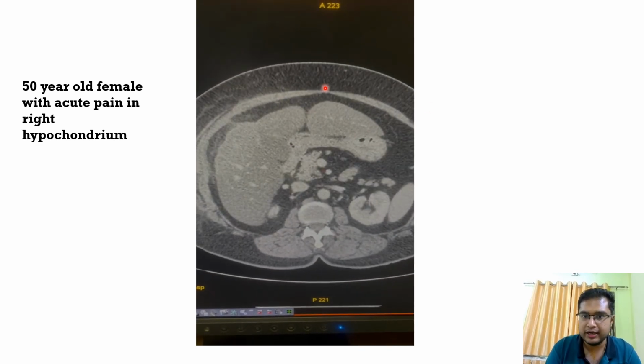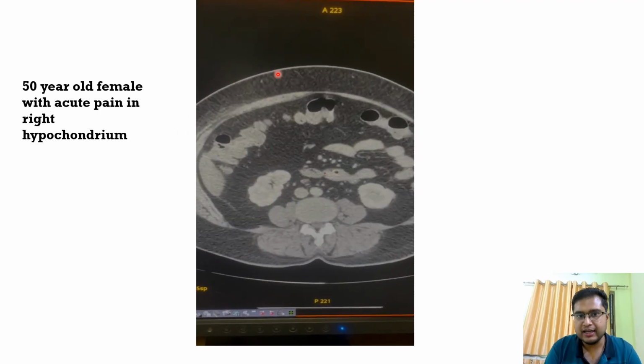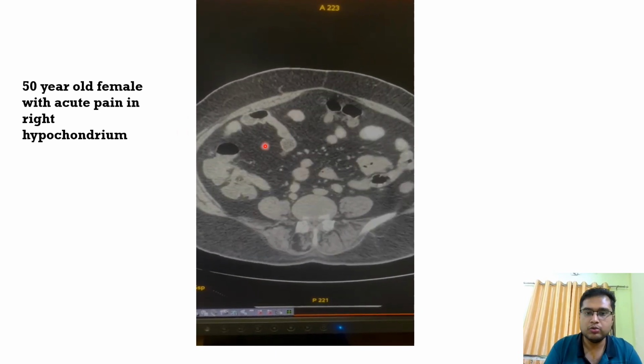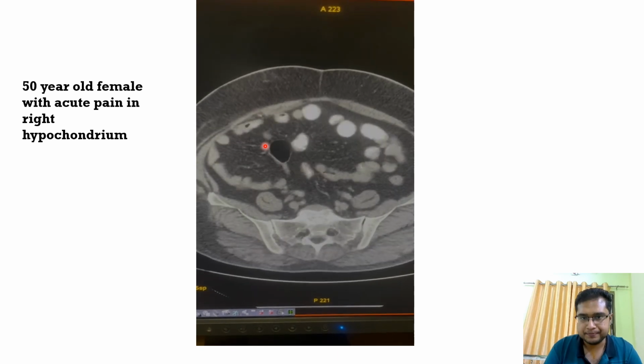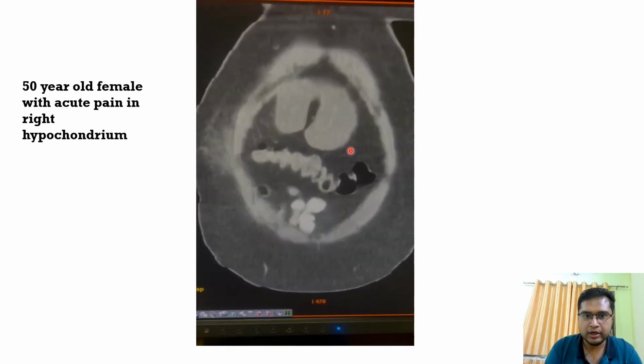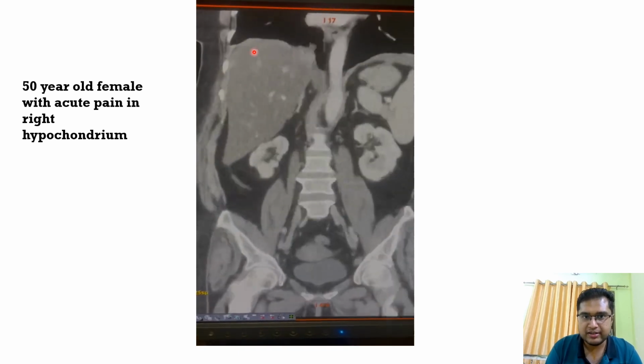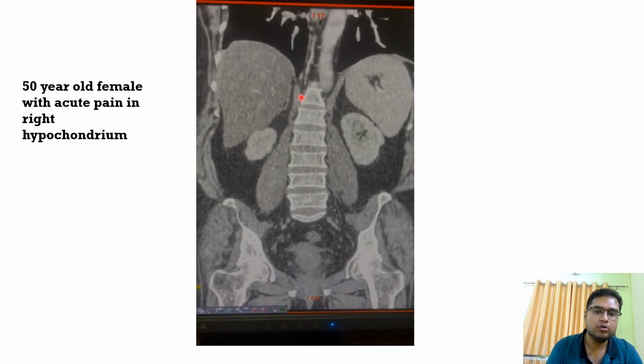You can compare it with the adjacent area, the left hypochondrium. There is fat stranding that is seen anterior to the liver parenchyma in the omentum. The mesentery is all clear here as I'm scrolling down, and you can see in these coronal sections as well this fat stranding that is seen anterior to the omentum. So what is the diagnosis in this case? It's a case of omental infarction.